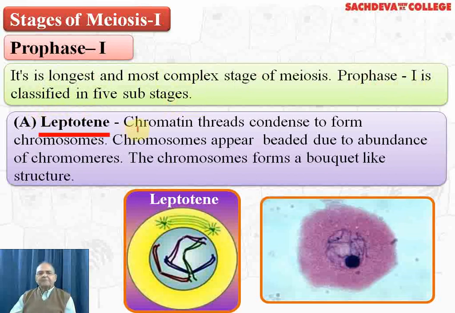One is leptotene. Here, in the entire prophase you will see condensation of the chromosome take place. That is, the chromatin threads condense to form chromosomes. The chromosomes appear beaded due to the presence of chromomeres. And in leptotene, it has been observed that the chromosome forms a bouquet-like structure, spreading at one end and clustering at the other end.